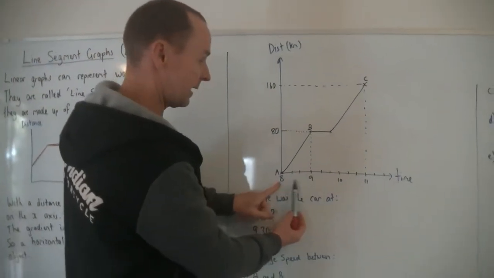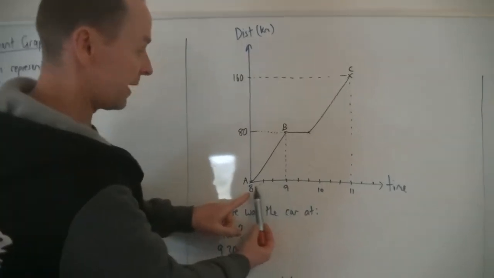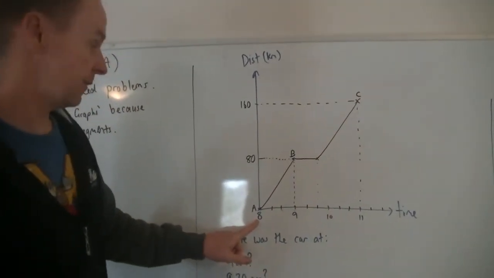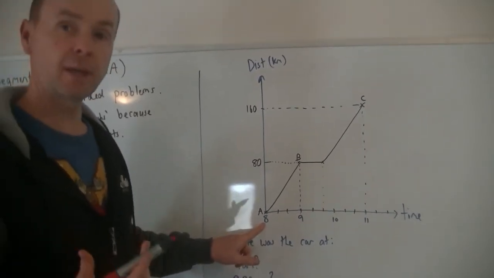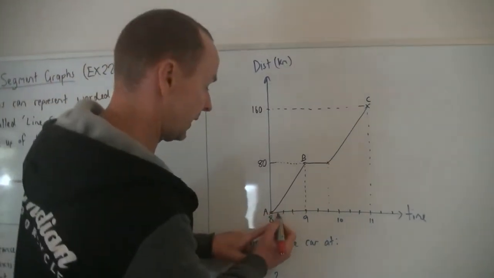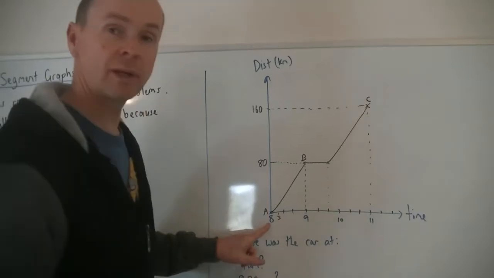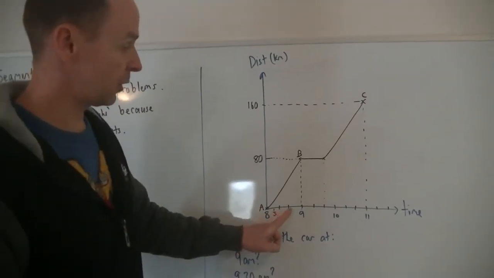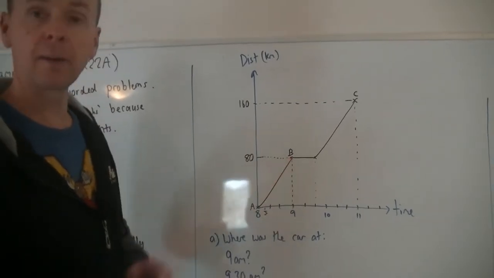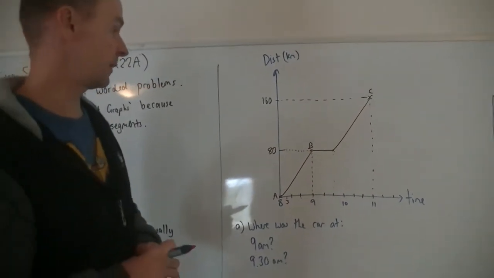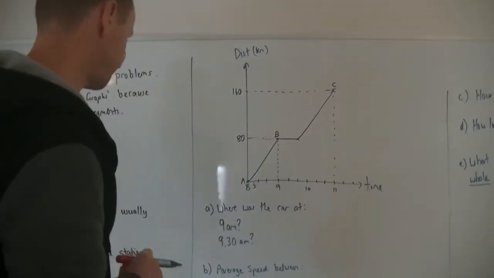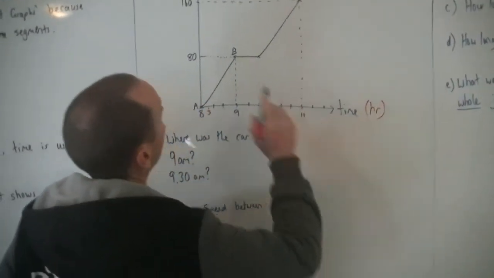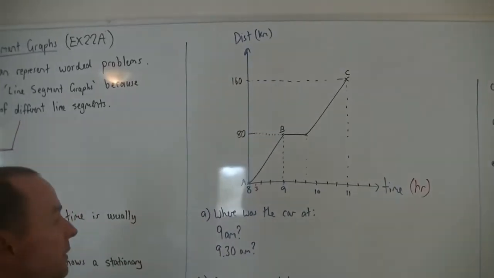There's 8 a.m. and there's 9 a.m., so that's 1 hour. You notice there are 3 divisions inside that, so each little section is a third of an hour, which is 20 minutes. A third of 60 is 20 minutes. So that's 20 minutes, 40 minutes, 60 minutes, or 1 hour. That's important in a few minutes. I should have put here that the time is in hours. And notice the units, distance is in kilometres.